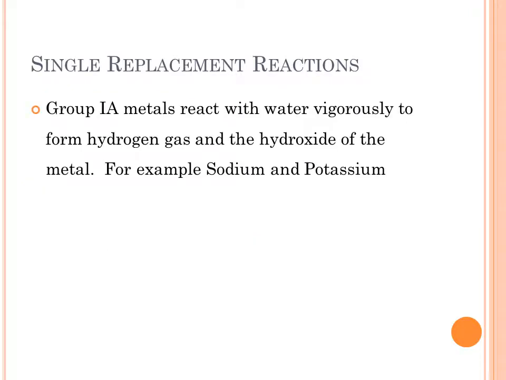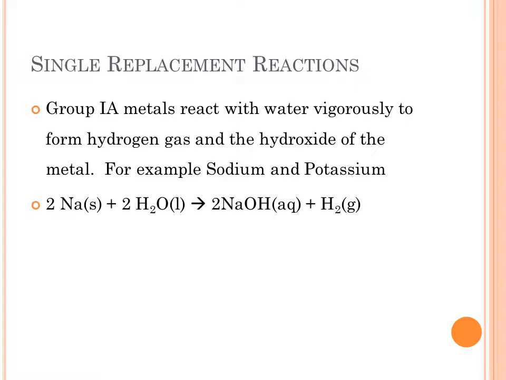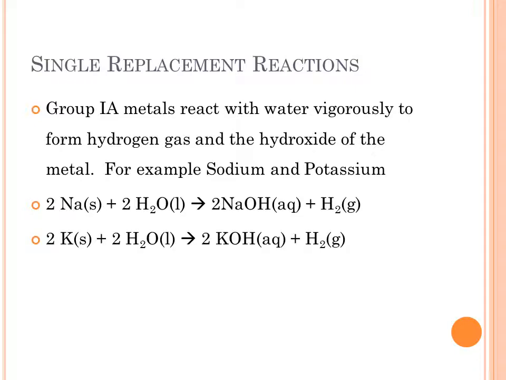There are a number of different cases where we have single replacement reactions. Group 1A metals react quite vigorously with water to produce hydrogen gas and a hydroxide of the metal that was added. For example, for sodium and potassium, we get sodium reacting with water to produce sodium hydroxide, so there's your metal hydroxide, and hydrogen gas. You get a very similar reaction for potassium reacting with water to produce potassium hydroxide and hydrogen gas. And all the elements in that particular column will do that.